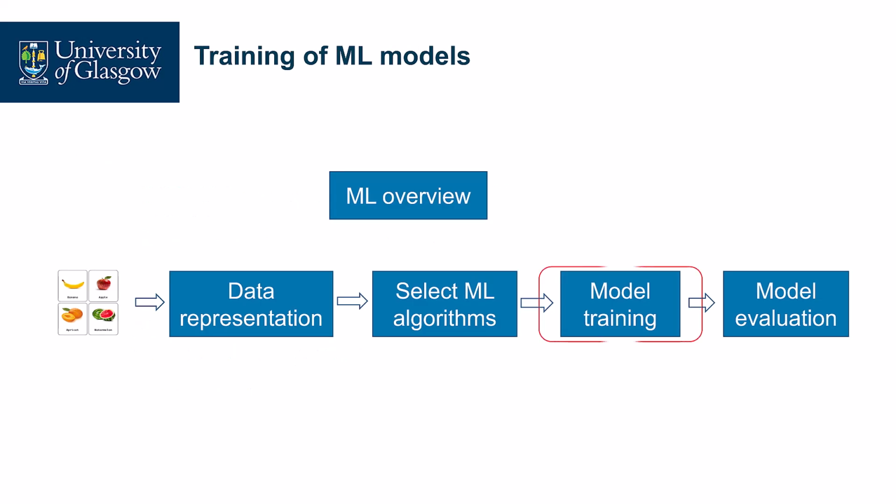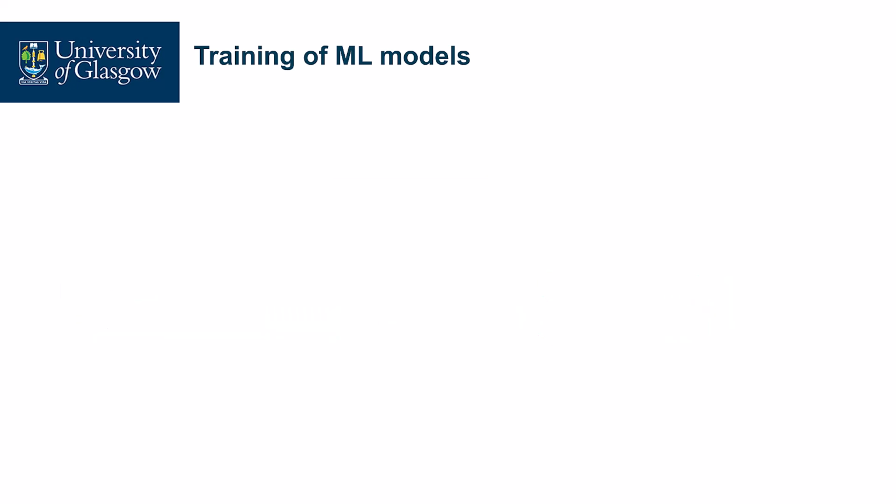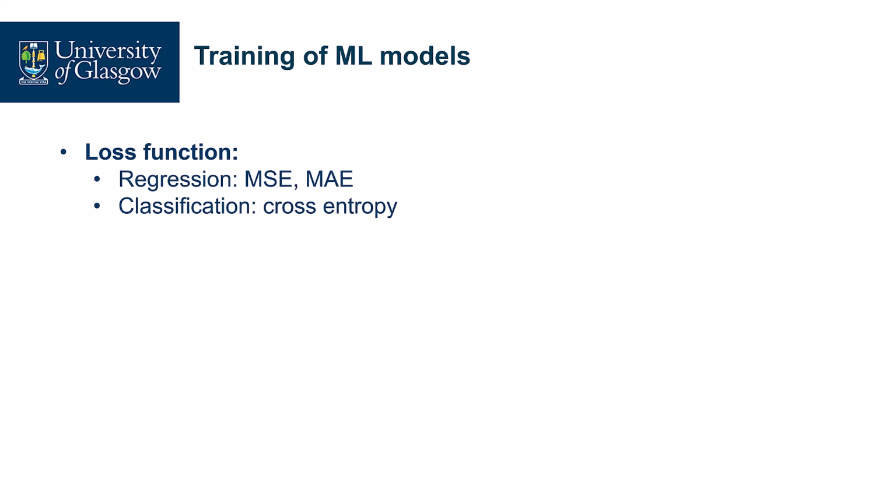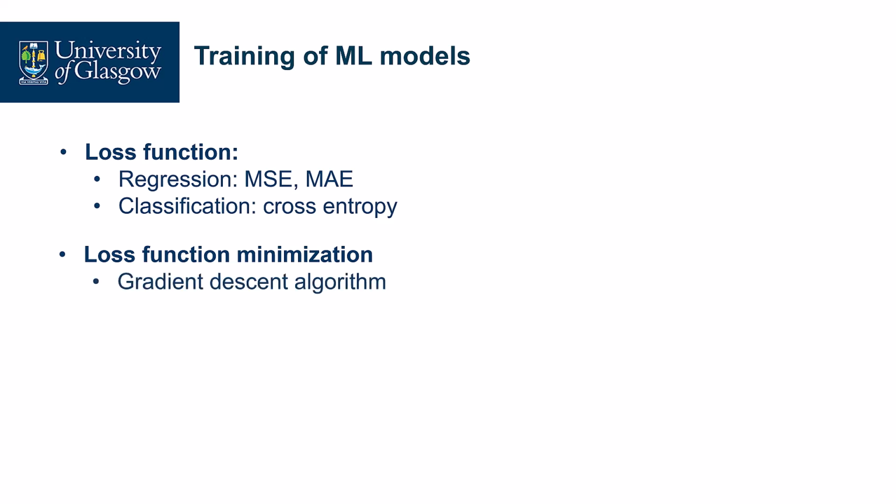The next step, we consider the model training, that is in this week. So we first introduce a loss function, right? So for regression, there are the MSE and MAE, and for classification, we introduced two kinds of cross-entropy functions, for binary and multi-classes. Then we consider the minimization of the loss function, and the algorithm is a gradient descent algorithm.